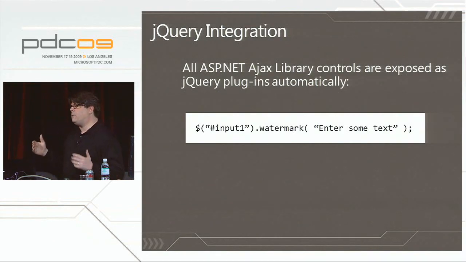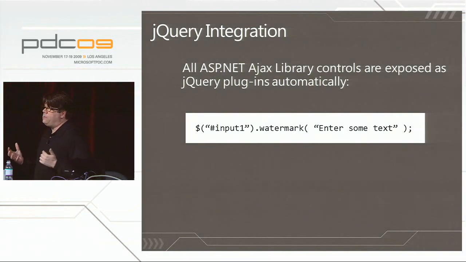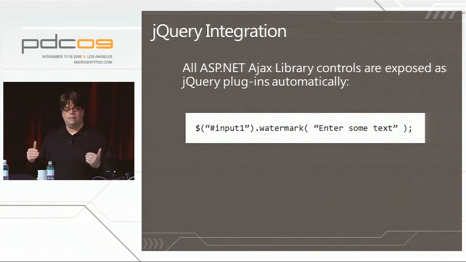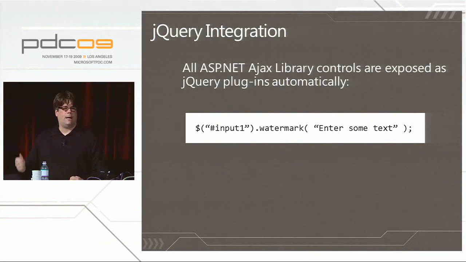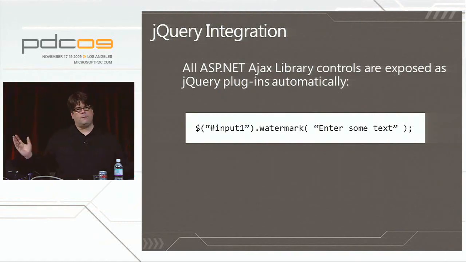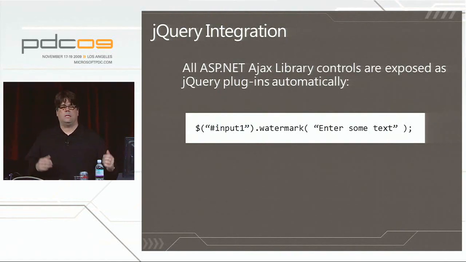So again, the stuff that we pride ourselves on is we think we have a really great client data access story, the stuff that I showed you of data access. We think the set of 30-some controls is really great and could be potentially very useful to jQuery developers. And we think we have a really great performance story with our client script loader. So we want to allow jQuery developers to take advantage of all of these innovative features. So we put a lot of work into making sure that everything in ASP.NET AJAX just works seamlessly with jQuery.